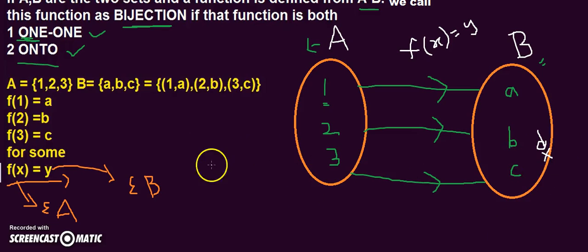Hence the entire function is not a bijection function. Okay, a bijection function is a function that is both one-to-one and onto.